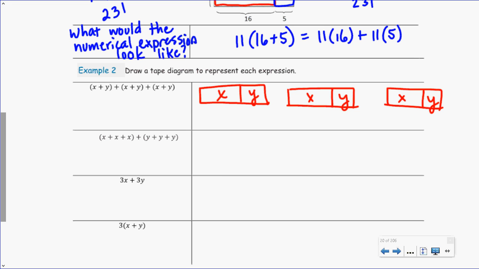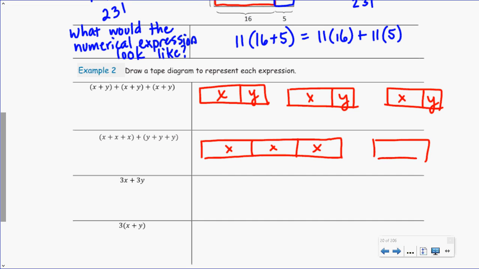For the second example, it's having me put all 3 x's together, then all 3 y's together. So the first one will look kind of like this with the longer x's. So here's 3 x's. And then here's another one with 3 y's. I could do 3x plus 3y as rows, so kind of like the last one we did where we made this 3 and this was y.